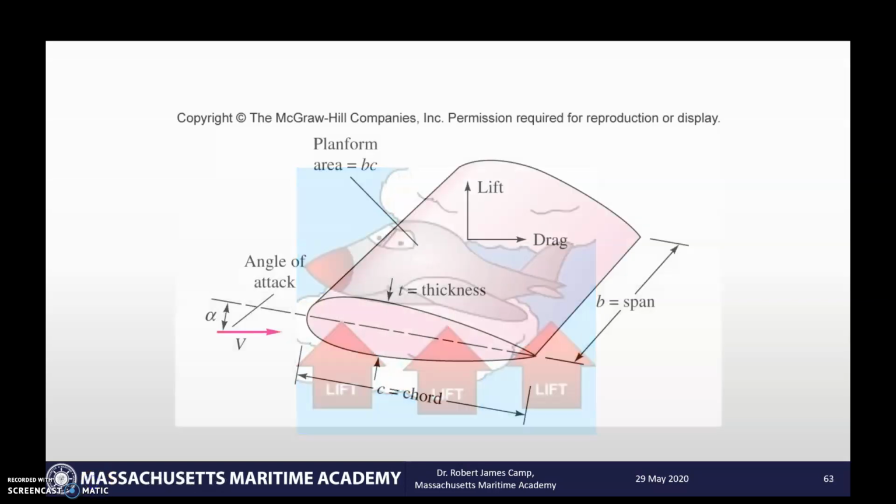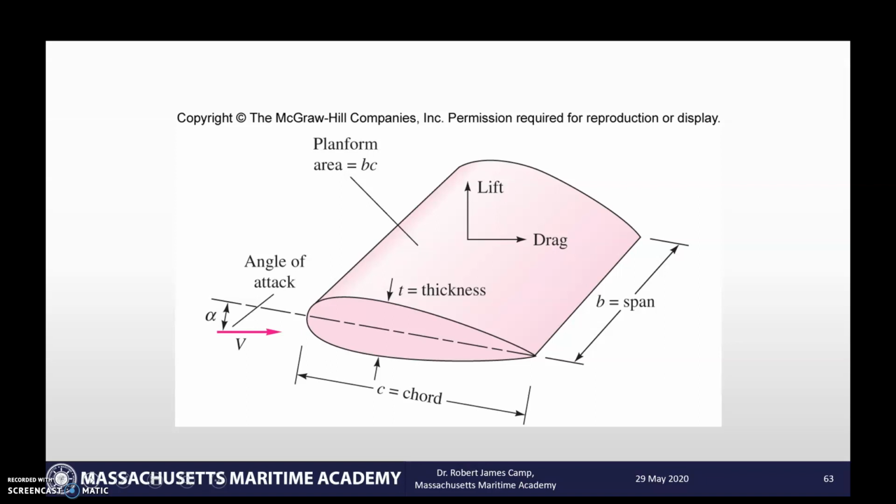So let's take a look at our airfoil and just a couple of key terms that we need to think about. A couple of these we've already talked about. The chord, which is the distance from the leading edge to the trailing edge. The thickness is basically the bottom to the top surface at any point. The span would be the wingspan.